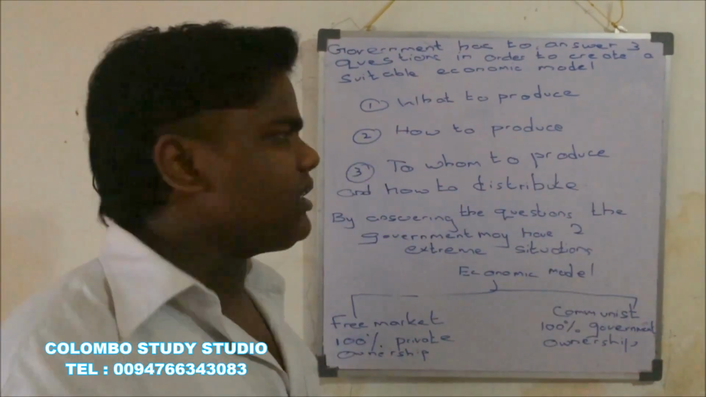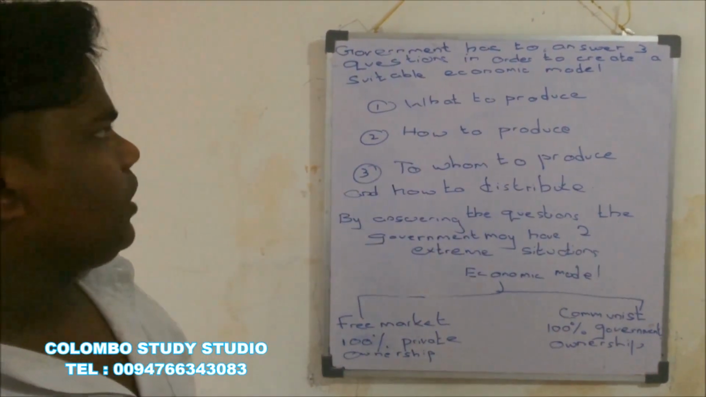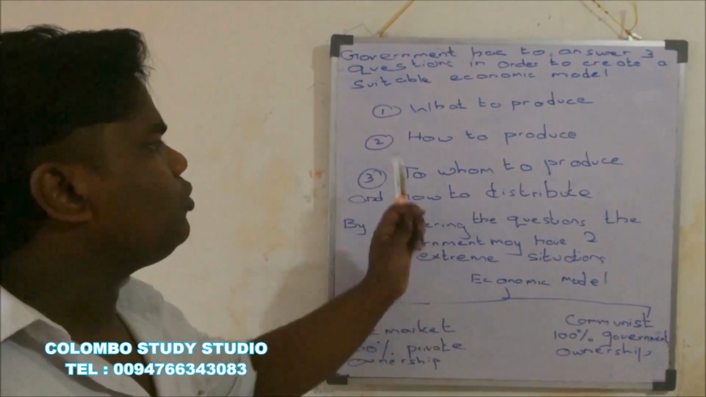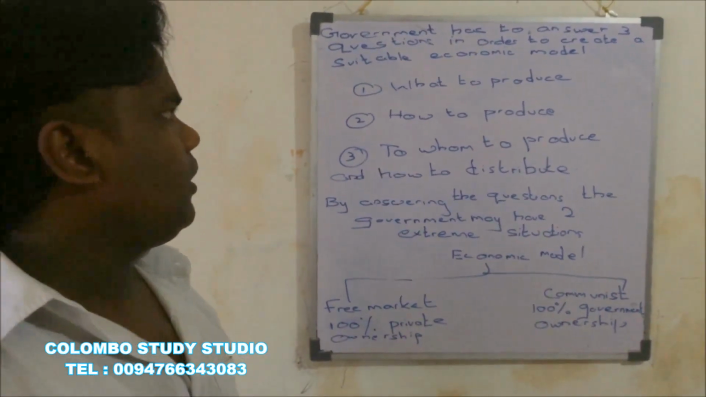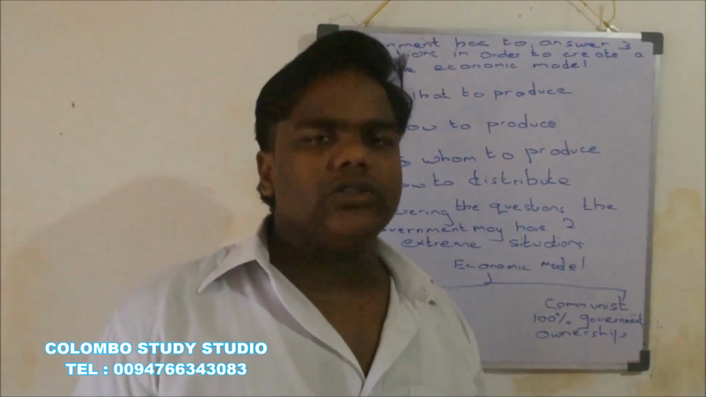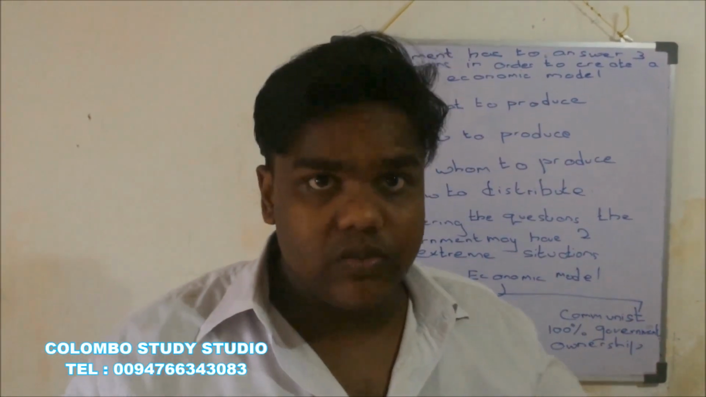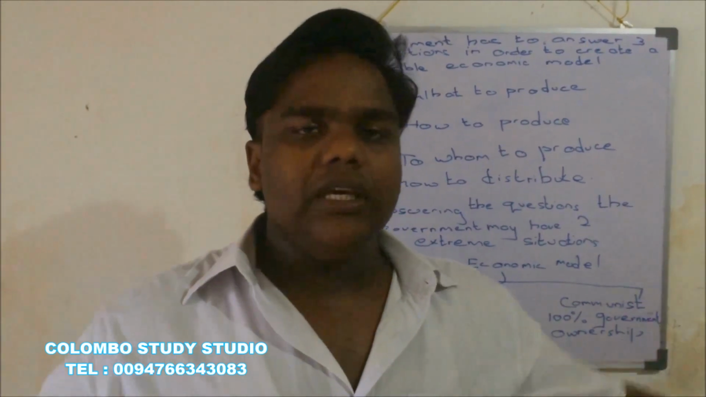So, what are the 3 questions? What to produce, how to produce, to whom to produce and how to distribute. So, in the question what to produce, the government has to answer what types of goods its citizens want in order to be happy.